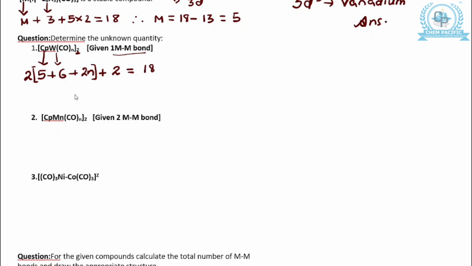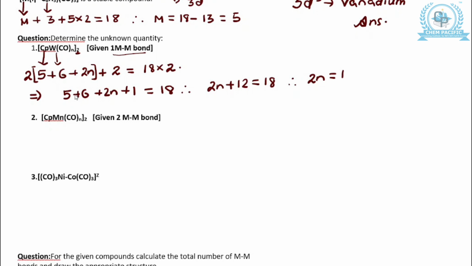So, yahan pe 18 into 2 ho jayega. Clear? So, if you take this 2 common, what you have? You have 5 plus 6 is equal to 11. You have this plus 2n plus 1 is equal to 18. Therefore, you have 3 answer.